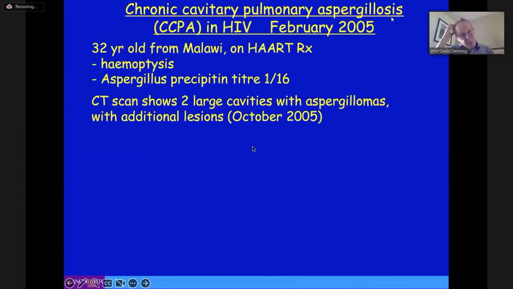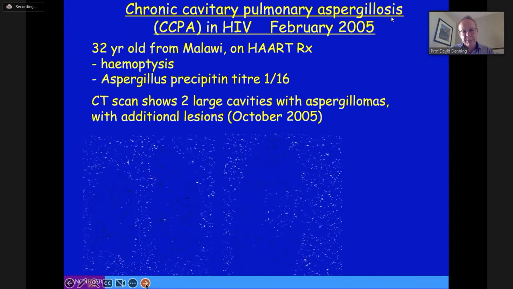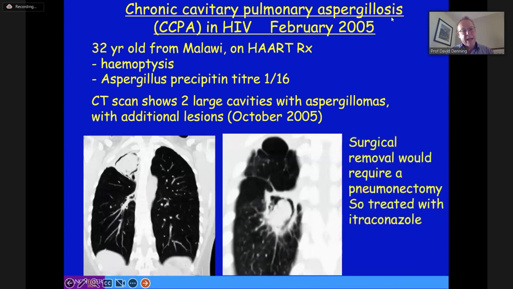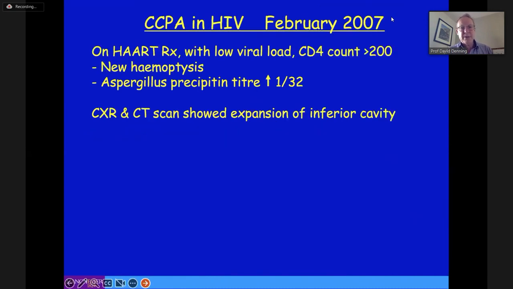And the last point I want to make is the problem with patients who get worse on therapy. So this was a lady from Malawi who happened to have HIV as well, but she was well controlled. This was a long time ago, so we were using precipitin titers, strongly positive precipitin titers, in 2 different areas of CPA, and we elected not to do what would be required as a pneumonectomy, so she was treated with itraconazole. That was in February 2005.